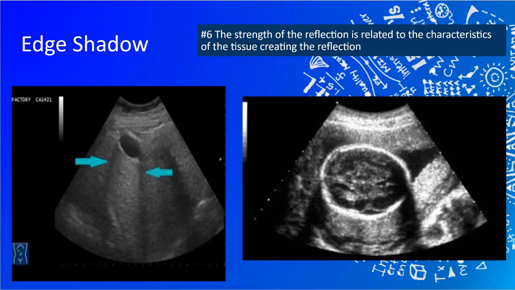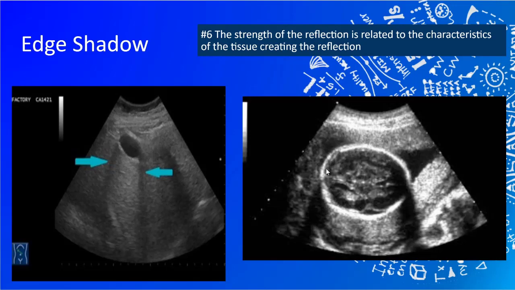A similar artifact to shadow is edge shadow. And again, we're breaking assumption number 6, that the strength of the reflection is related to the characteristics of the tissue creating the reflection. What happens with edge shadow is typically we'll see some sort of rounded structure. So here we're seeing the gallbladder in transverse. It's this round structure here.